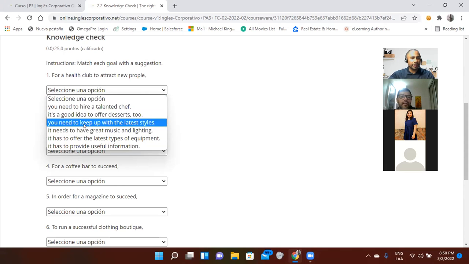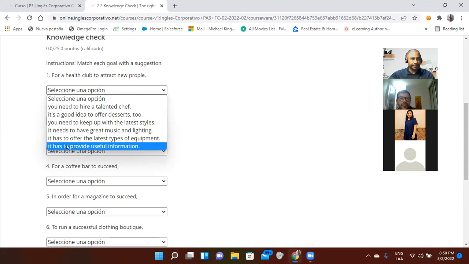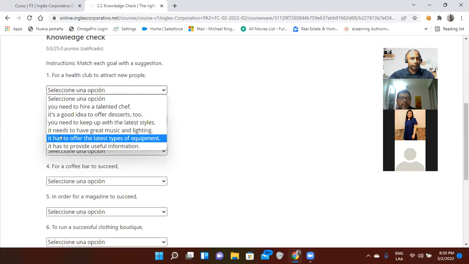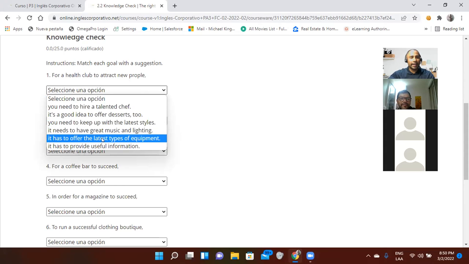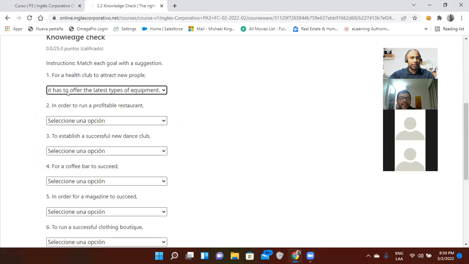What do you think is the best answer or the best suggestion? It has to offer the latest type of equipment. Excellent. It has to offer the latest types of equipment. In my case, personally, I really don't care about the latest type of equipment when I go to a gym. For me, it's more important the hygiene, right?